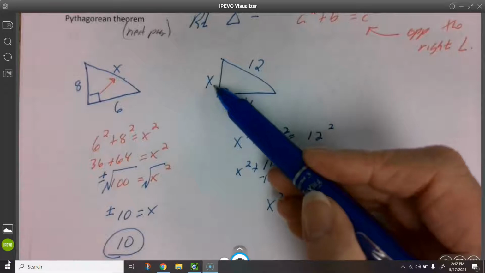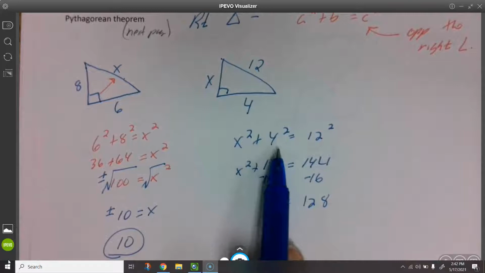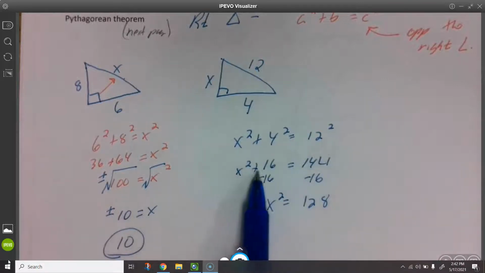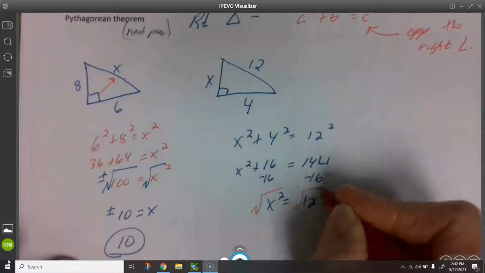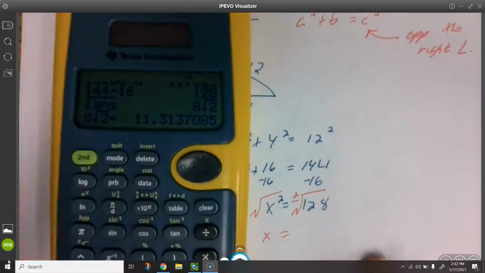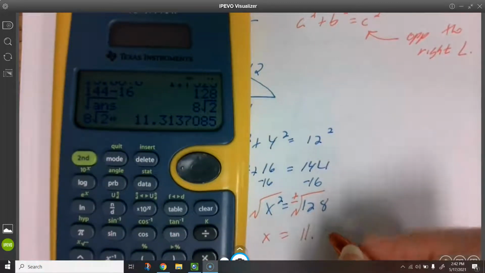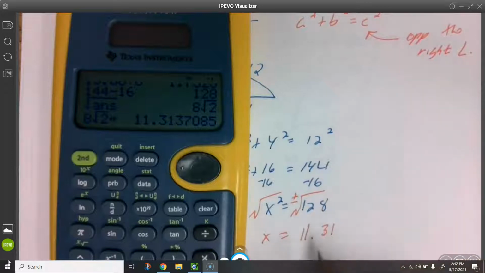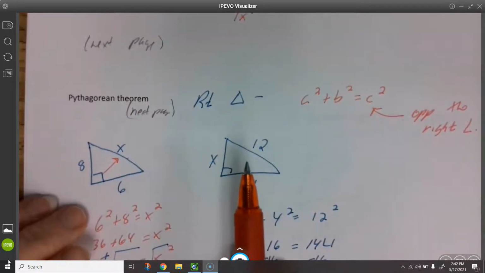So hopefully you realize that this is the hypotenuse over here. That's c, so it goes on its side by itself. So x squared plus 4 squared equals 12 squared. So then I'm going to get a 16 and a 144, subtract 116. I get 128. I take the square root of both sides, put a plus or a minus on it. Even though we're going to use the positive side, it's just good habit. When we take the square root of 128, we get 11.31. So we're going to round that to the nearest hundredth. 11.31. If I round it to the nearest tenth, it'd be 11.3.